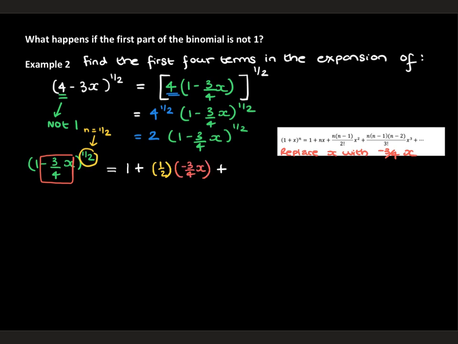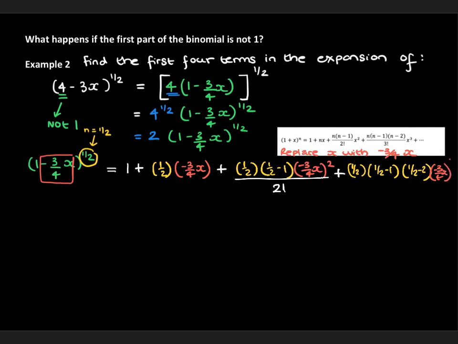I then want plus n minus 1, our x replacement all squared, all over 2 factorial, and then our fourth term, n minus 1, n minus 2, x cubed, all over 3 factorial. Now, let's simplify each of the terms carefully using a calculator.